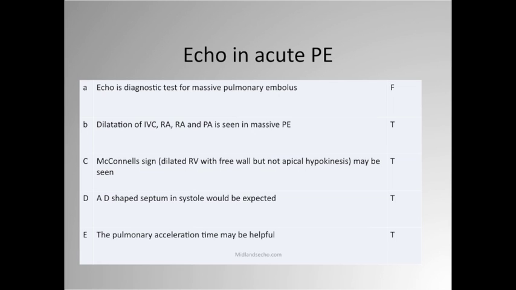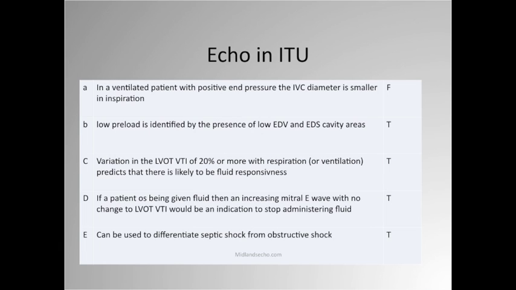So pulmonary acceleration time can be used as a way of estimating pulmonary artery pressure. I don't think we asked to know the values for it, but you should know what pulmonary acceleration time is. So echo and ITU, again, something that's been asked a lot about recently. In a ventilated patient with positive pressure, the IVC diameter is smaller in inspiration. That is false, because the opposite happens.